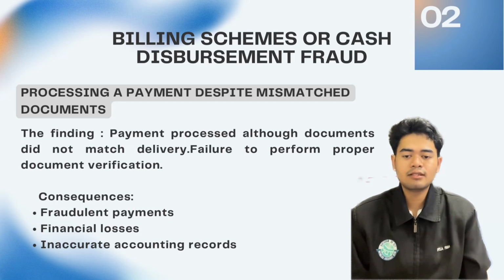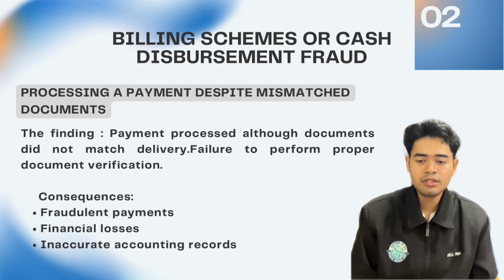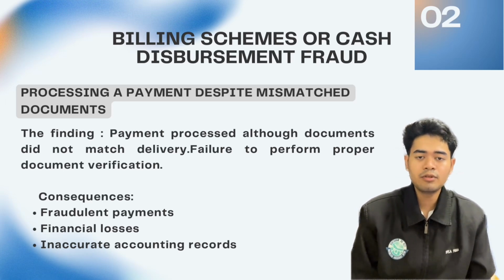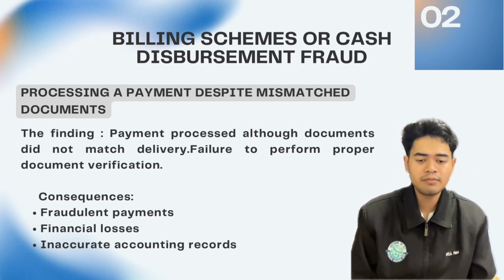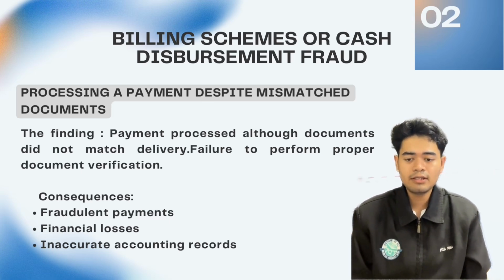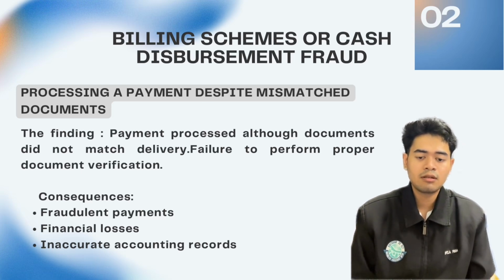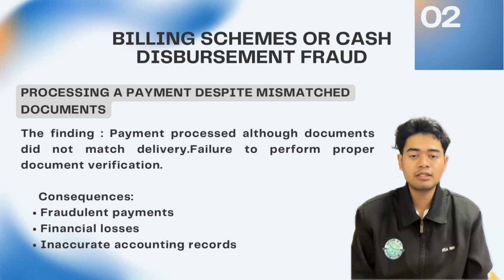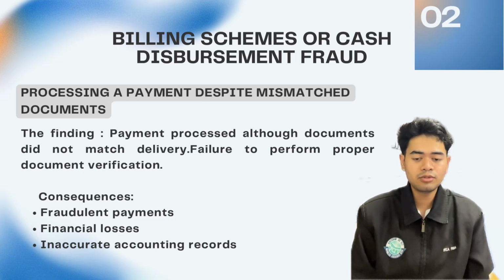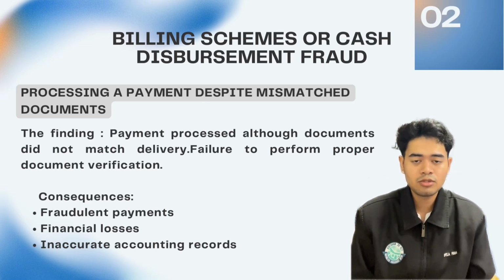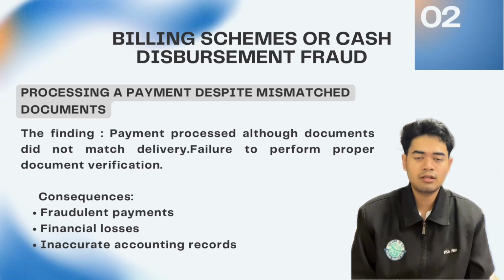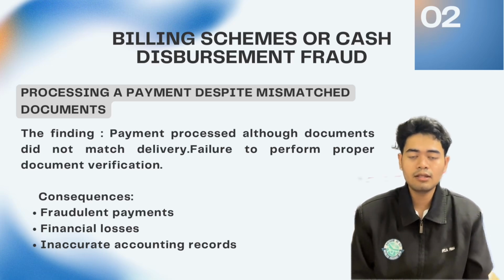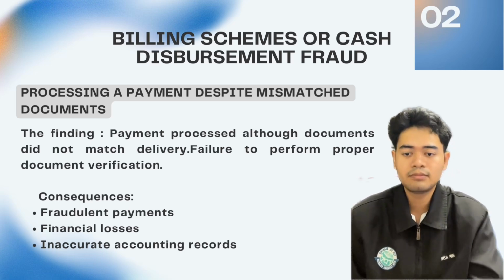The second risk is the risk of billing schemes or cash disbursement fraud, which in this case is stated as processing payment despite mismatched documents. The finding here is the payment was processed although the document did not match the delivery, which concludes to the failure to perform proper document verification. So, the consequences for the risk are fraudulent payments, financial losses, and inaccurate accounting records.